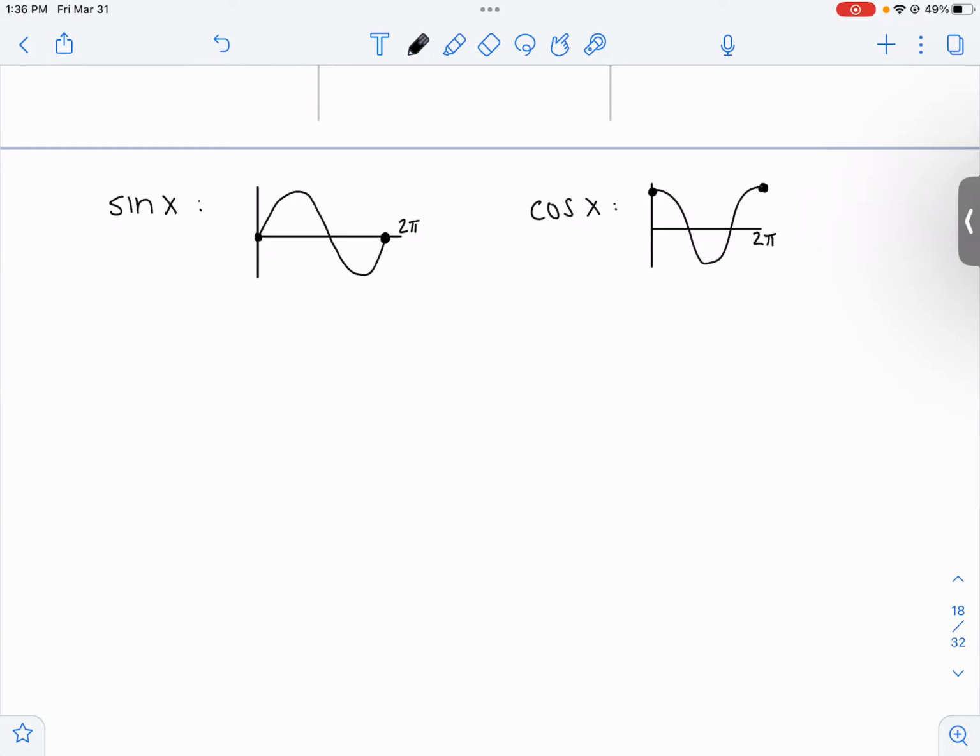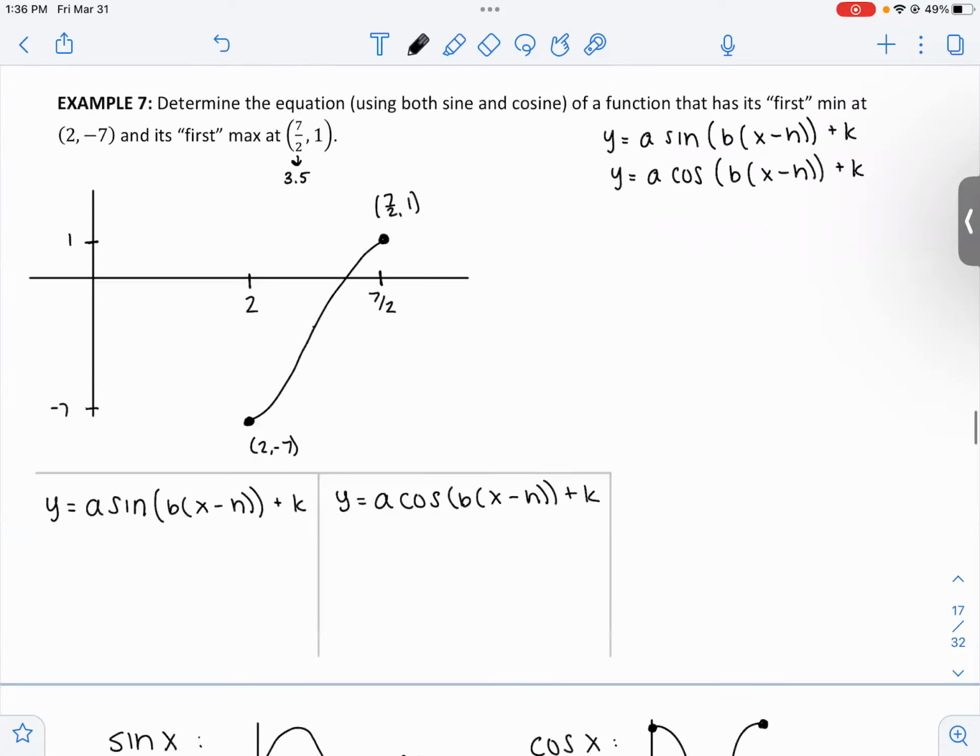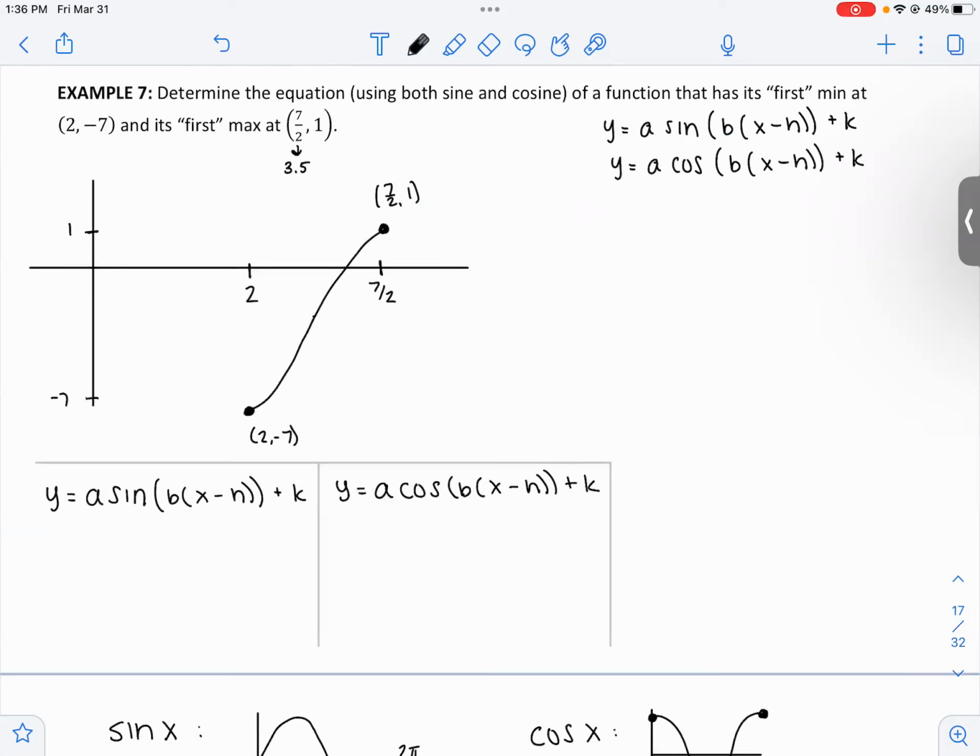Both of these functions have a standard period of 2 pi. This means it takes 2 pi in order for it to start repeating. So both of these would continue on forever and ever in both directions. In this video, I'm going to go over example 7 from the beginning and example 6, then we'll end with.